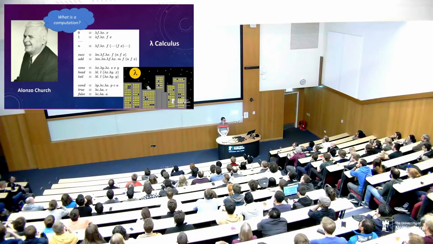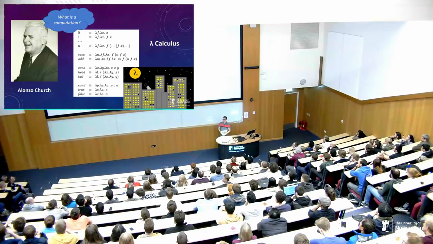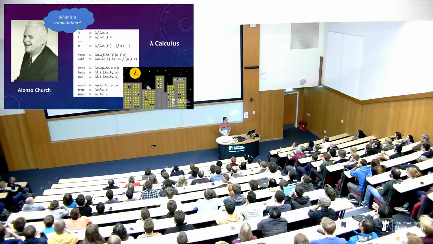So Alonzo Church thought about computation with a sort of mathematical edge to it. He thought about computation expressed in terms of these mathematical formulas called lambda terms to create a computational study called the lambda calculus. The notion of computation itself was encoded in how these terms simplify.